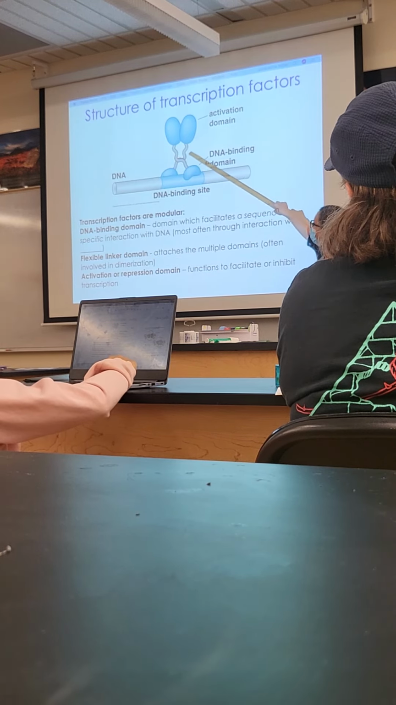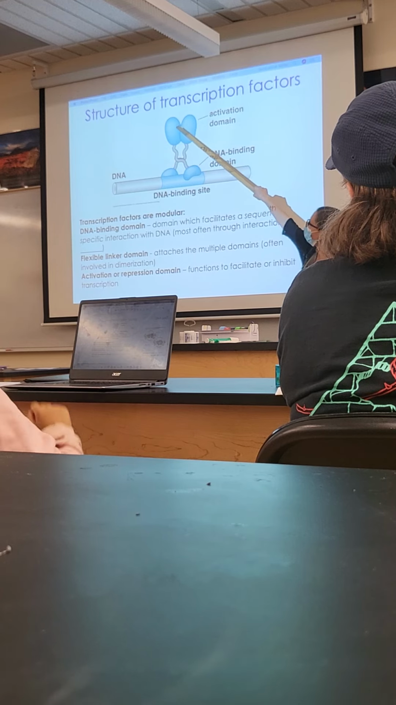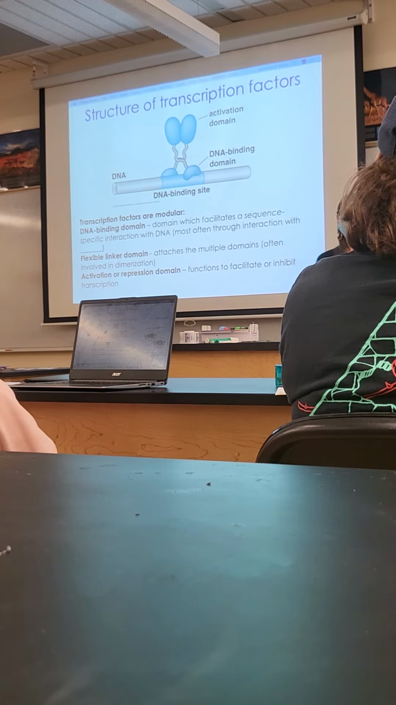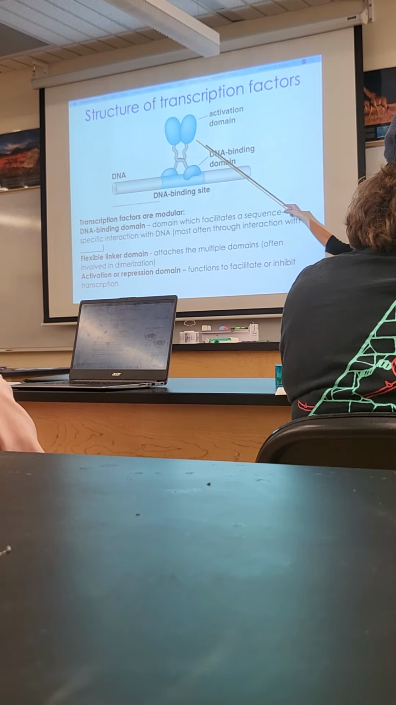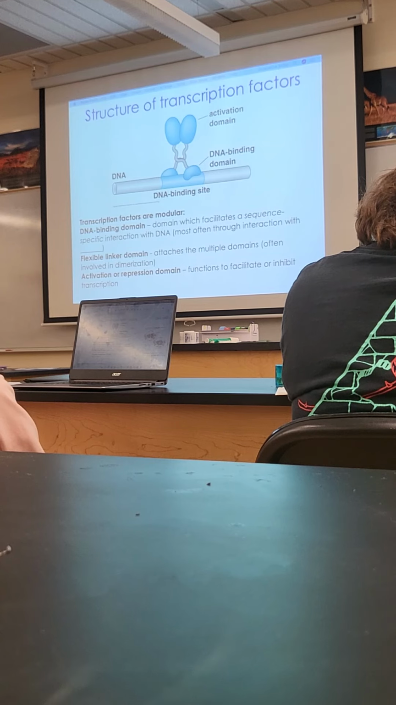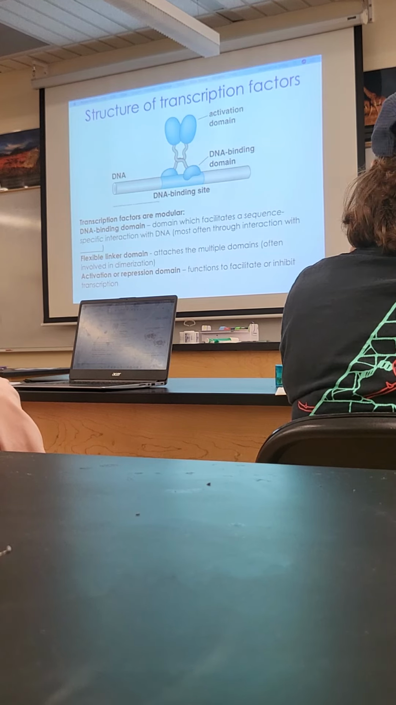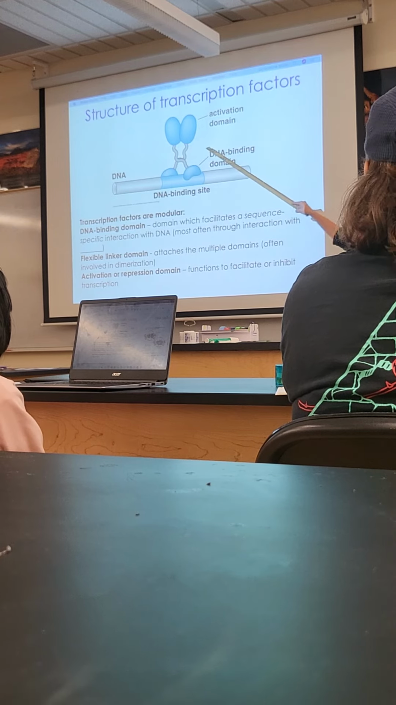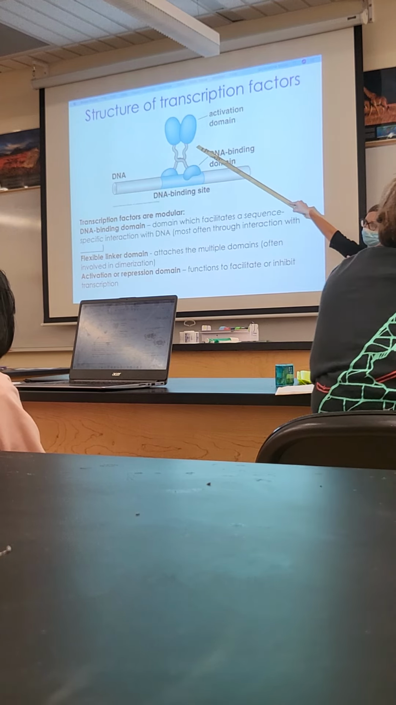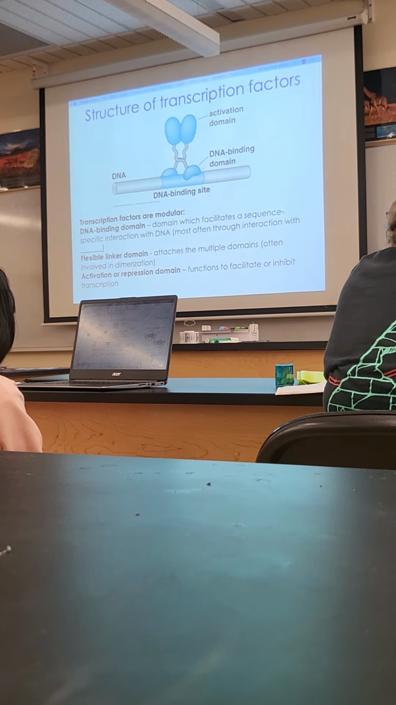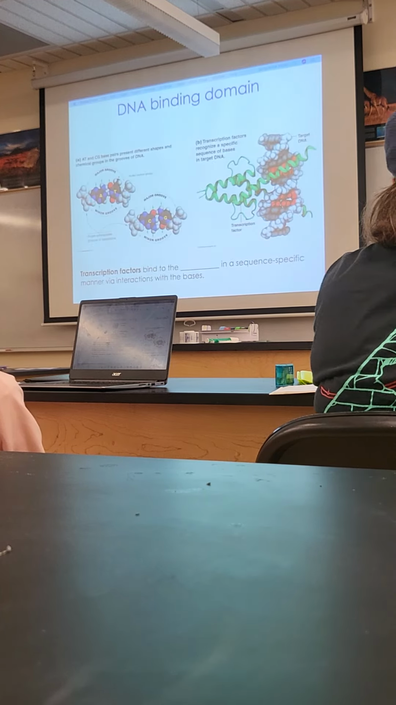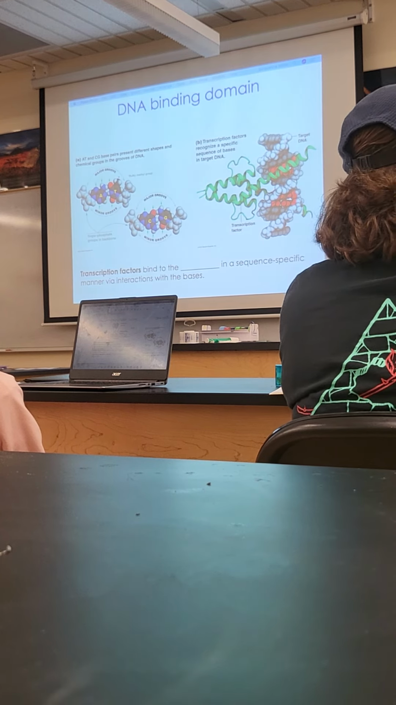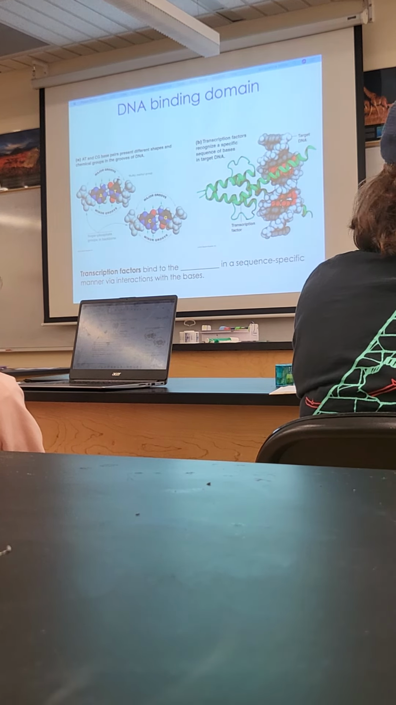So this middle region is the linker domain. And then this top part is sort of the activity part of the transcription factor. This is going to facilitate or inhibit transcription. So that might have to do with helping to recruit the mediator, or it might have to do with helping to recruit euchromatin factors. So that activation domain has lots of different possibilities, but it's going to increase or sometimes inhibit transcription.